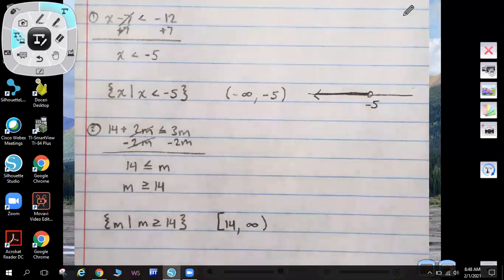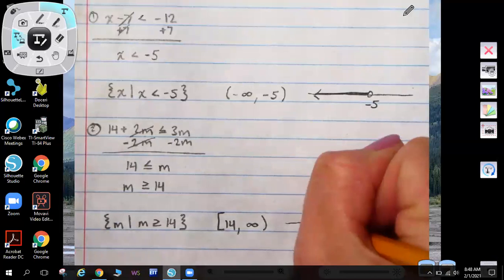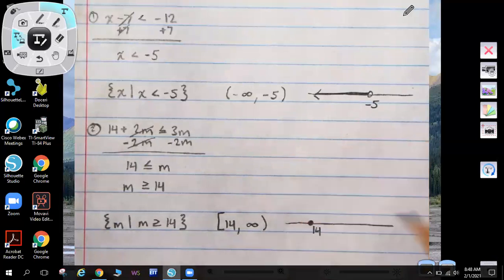How do you know where to put it? Why do you put 14 first? Since m is greater than or equal to 14, I know that 14 is my starting point, and then I'm looking at numbers bigger than that. So my graph, we have a closed circle at 14, and m is greater than or equal to, so we're shading the right side.